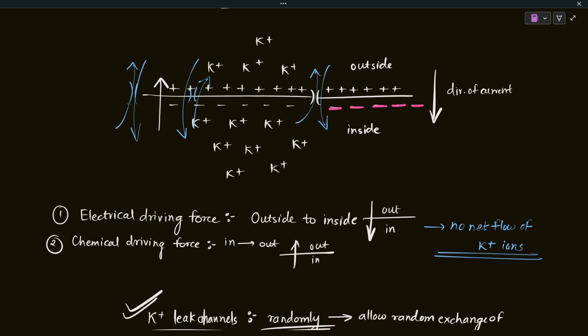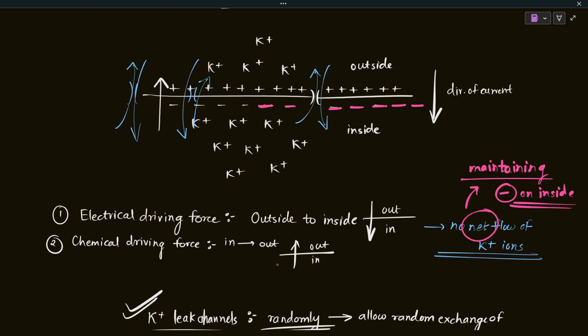Okay, so this is why: the electrical driving force says that the ion should move from outside to inside, while the chemical driving force says that the potassium should move inside to outside. And those two driving forces balance out. So there will be flow through the potassium ion channels, some potassium ions will move from in to out, some will move from out to in, but there will be no net flow, which will help us maintain the overall negative charge on the inside of the cell.